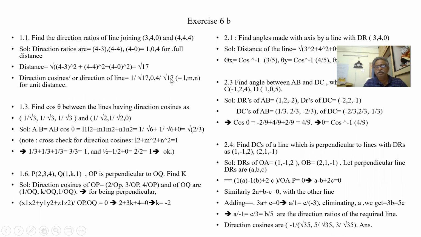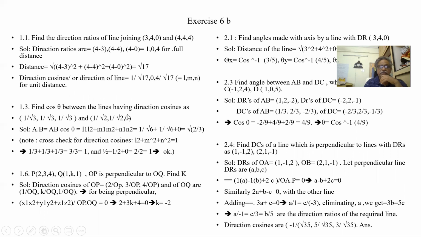If I take cos square alpha plus cos square beta plus cos square gamma, what I am getting is 1 by 17 plus 16 by 17, 17 by 17, that is 1. So there is a difference between cosines and directions. Okay, this shows x-axis it is 1, y-axis it is 0, z-axis it is 4.